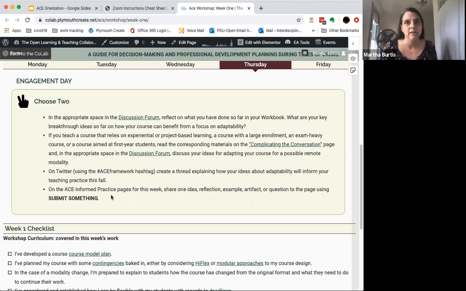With your own ideas, with your own experiences, with your own preparation for the fall, so that other people, not just at PSU, but in the larger world, can see that and that becomes visible, but also so the people in this workshop too can take a look at some of those ideas and those practice pages become a little bit more of a living space with people's voices and ideas reflected there.